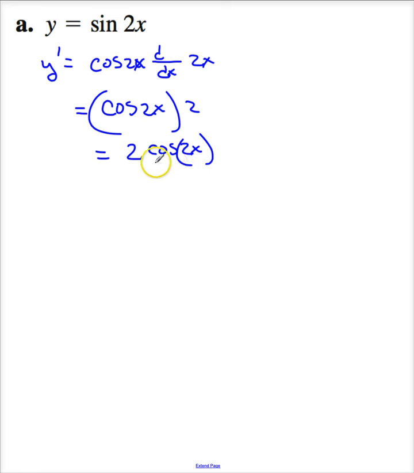Now, let's talk a little bit. We're going to do something about parentheses here in a minute. Your book does this, it makes this assumption that if you have cosine times 2x, this is the same thing as having the parentheses.